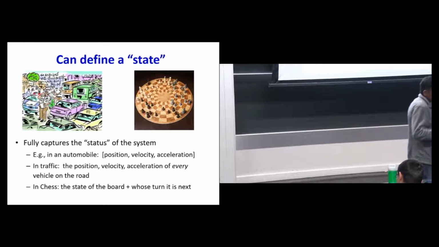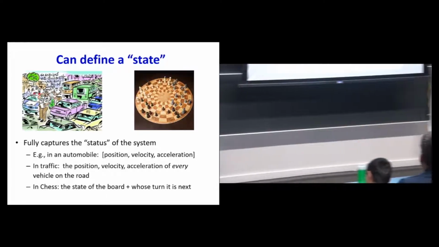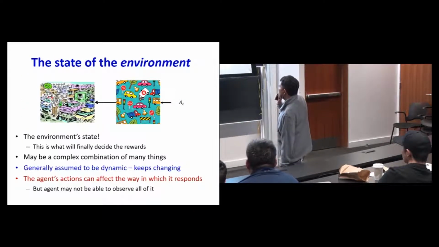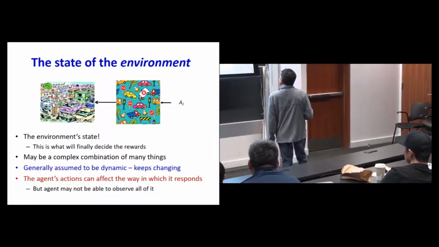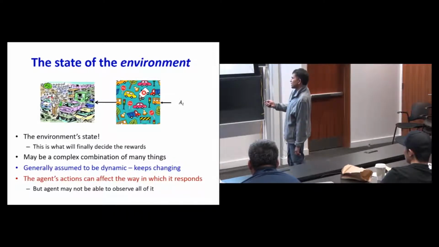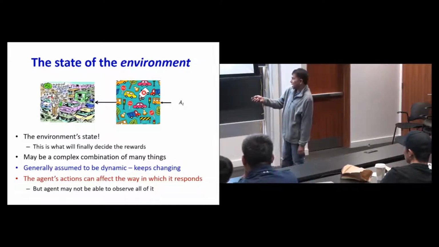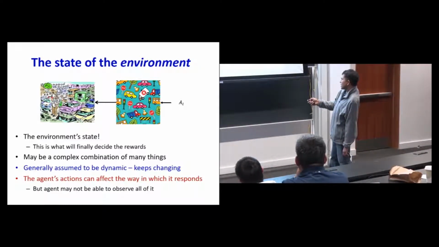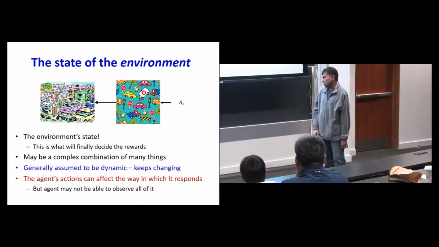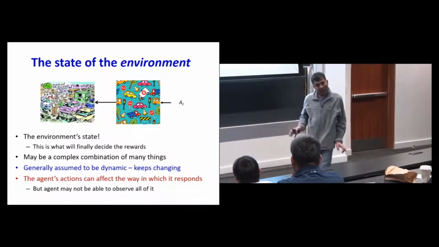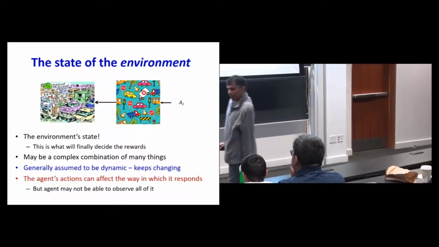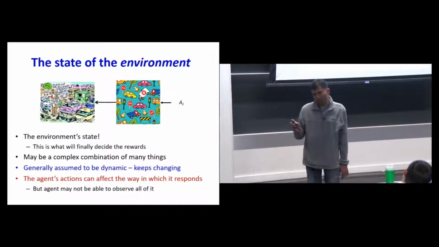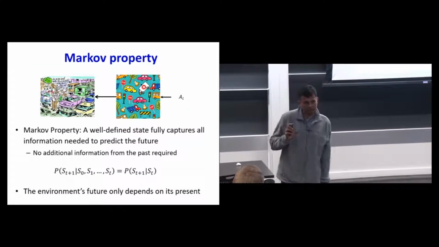You may not know what the state is, you may not know the value of the state, but the environment does have a state. And the environment state is what will finally decide the rewards. It may be a complex combination of many things. What we are going to assume is that the environment is dynamic, it keeps changing, and the agent's actions can affect the way in which the environment responds. The environment has a state, and the agent may not be able to observe all of it. You see the general setting over here. It's pretty complex, but we're going to still work with it.